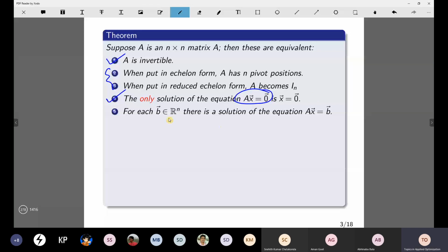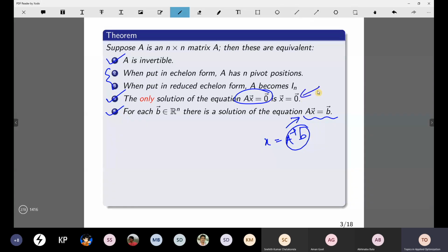For each b in Rn, there is a solution to the equation. So you will always have a solution to the linear system, because A is invertible. It's easy now, right? Since A is invertible, x will be A inverse b. So this is the solution to the equation. So this also holds.